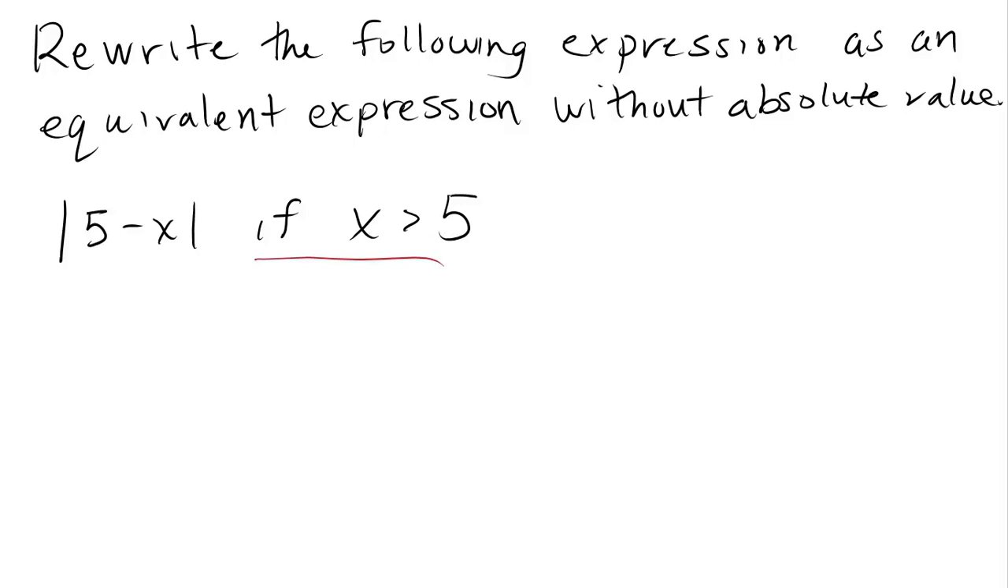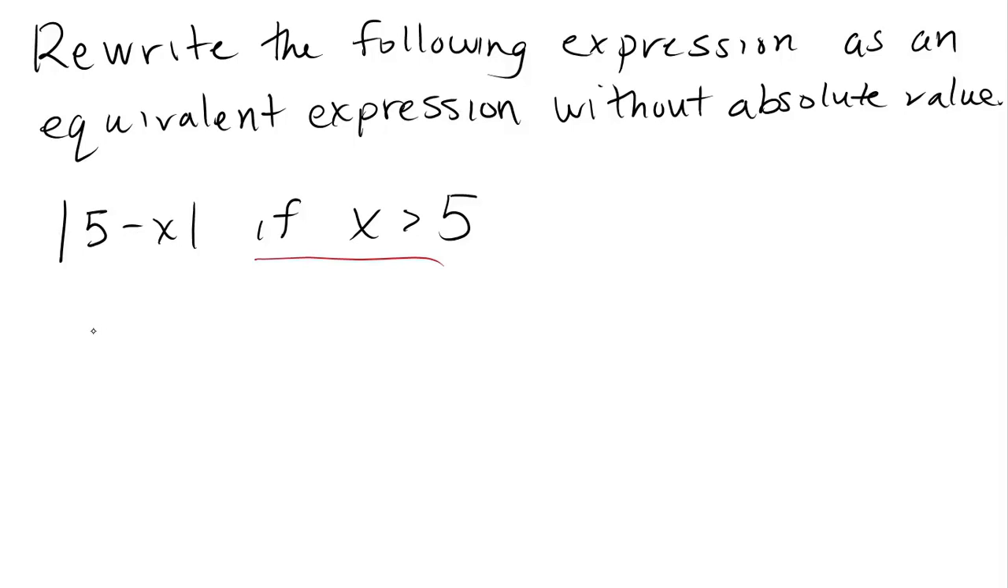6 is bigger than 5. 5 minus 6 would be negative. Pick another number bigger than 5, like 8. 5 minus 8 would be negative. Pick another number greater than 5, like 5.1. 5 minus 5.1 would also be negative. It appears that if we pick a number bigger than 5, we're going to get a negative expression inside the absolute value bars, because 5 minus a number bigger than 5 would always be negative.